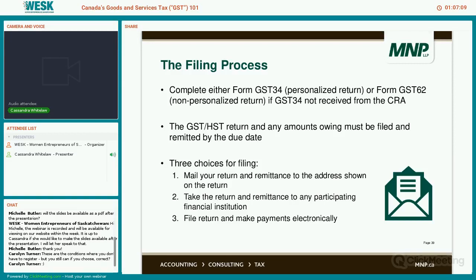The first way is to mail your return and your remittance to the address that is shown on the return. You can also take your return and your remittance to any participating financial institution, or you can file your return and make your payments electronically. You can do this through either GST NetFile or CRA My Account, so you can file your return electronically through either one of these services. Personally, I like the electronic way. It's quicker and you get your confirmation right away, and it's just a little bit easier, but it's completely a personal preference how you'd like to file.